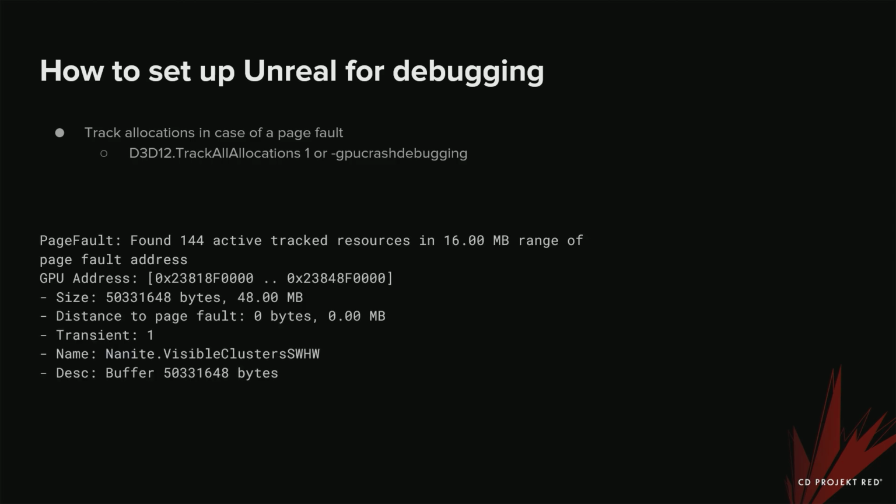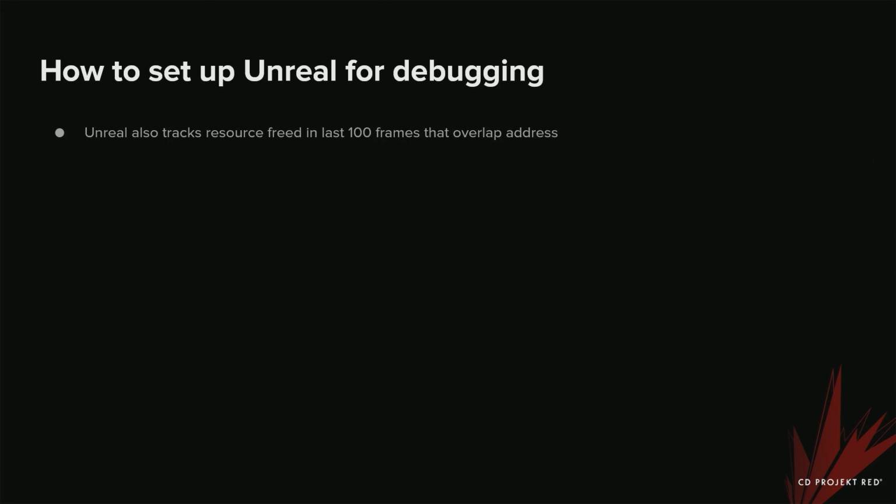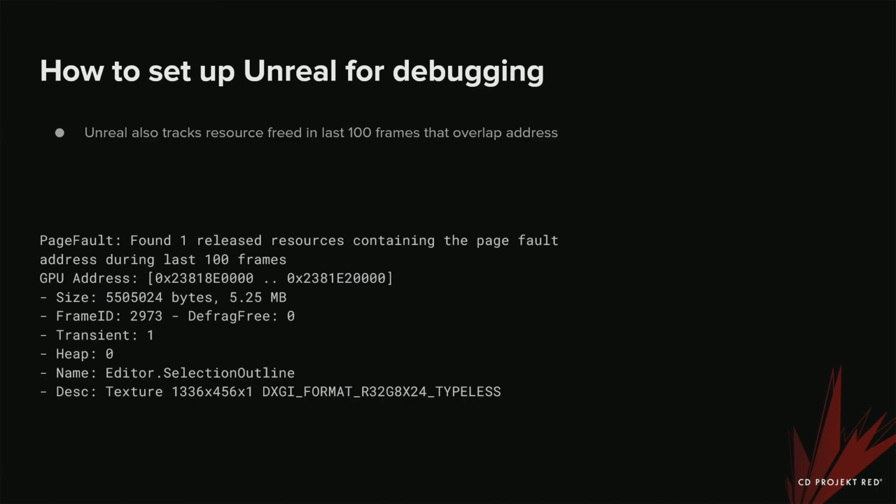Below you can see an example of an active resource that Unreal reports based on the page fault address. It includes a range of 16 megabytes around the fault address. This may help find out-of-bound access as you're indexing beyond the end of a resource. Unreal also tracks resources that were freed in the last 100 frames. It is reported similarly to an active resource, as you can see here, only in this case, only resources directly overlapping the page fault address are reported.